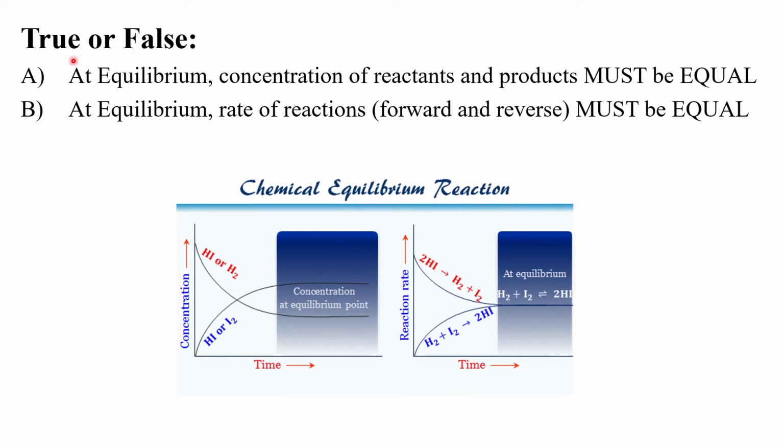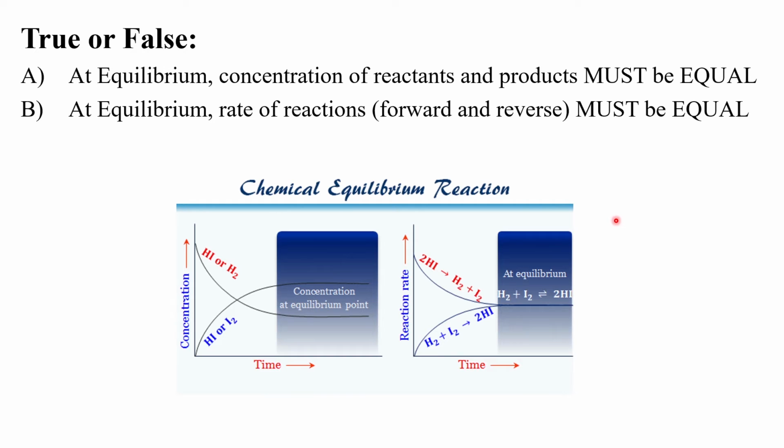Okay, so let's test what we have learned so far. You have to give the answer in true or false. At equilibrium, the concentrations of reactant and product must be equal. If your answer is false, it is correct. They will be constant at equilibrium, but they can be different. Second: at equilibrium, the rates of the forward and reverse reactions must be equal. If your answer is true, then it is correct.